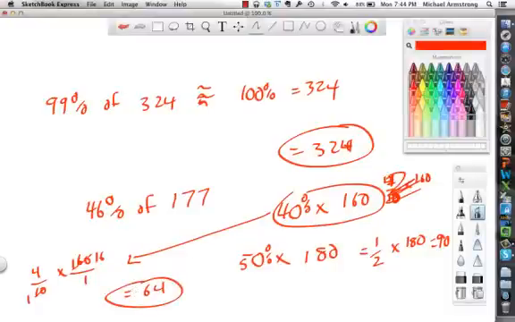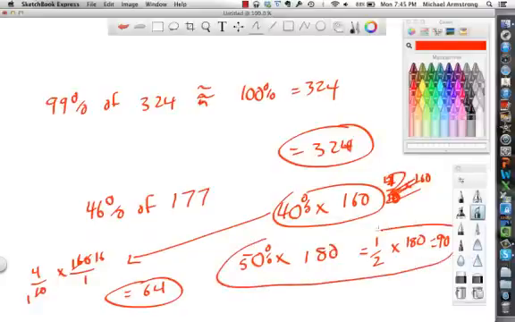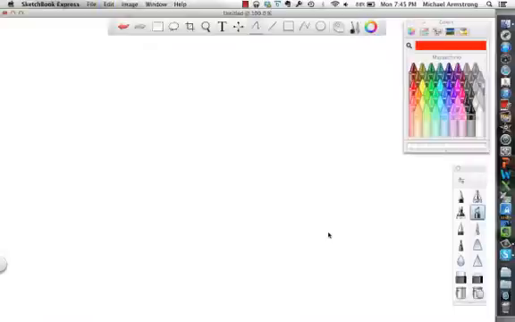Not nearly as easy, and apparently not as accurate either as this one. 64 versus 90. These are very different. I'm guessing that the best one here is this one. This is a pretty good way to use compatible numbers. Okay, compatible numbers are important. So let's do one more.